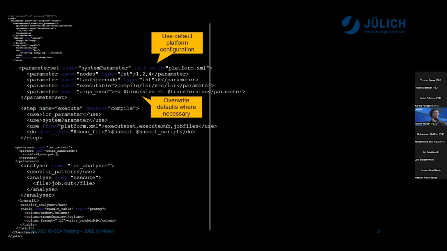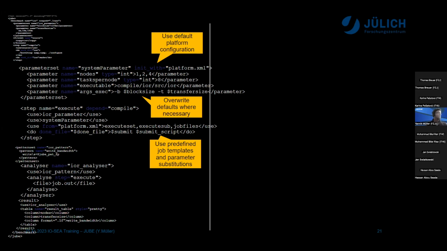Then we override here. For example, we use multiple nodes. We have 8 tasks per node. We define our executable. Before, in the do script, we would just run the executable. But here we want to create a job script that runs the executable in srun, for example. And then we have some additional exec parameters that we defined here.